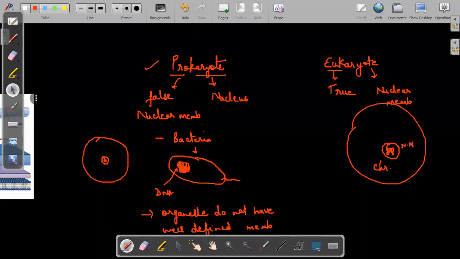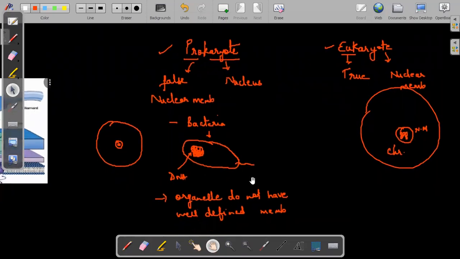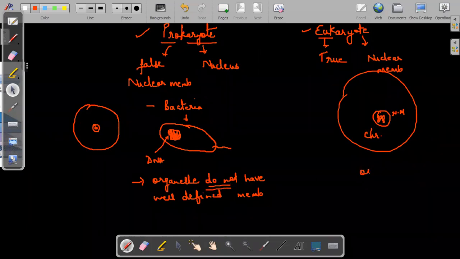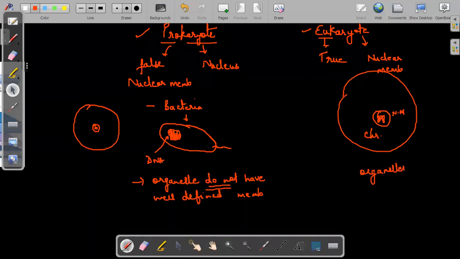I expect you to read a little more about which organelles are present in prokaryotes and which are not. This division, these differences, is what you will have to know. We're discussing a prokaryote and eukaryote, and based on that you can start reading about the differences between them. So let's start with prokaryotes. In eukaryotes, the organelles have well-defined membranes, here they do not. So let's come to the structure of a bacteria first.